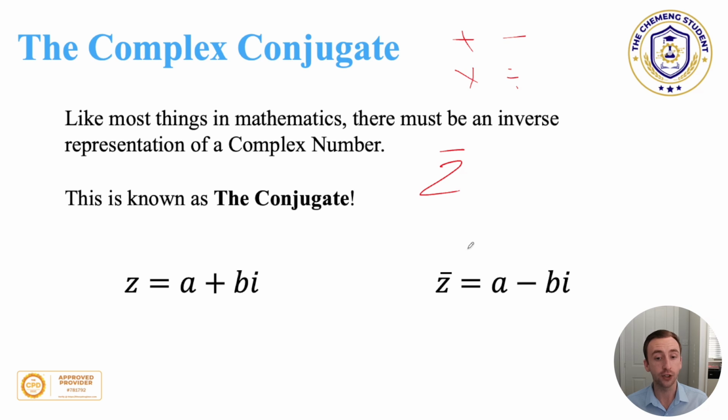So the key distinction here is that for the conjugate, the real part remains the same. The thing that changes is the imaginary part, in that the sign changes. So if this was negative, this would become plus. If this is plus, this becomes negative. So what we're saying is that the conjugate has the opposite sign on the imaginary section. The real section doesn't change, it's only the imaginary section.